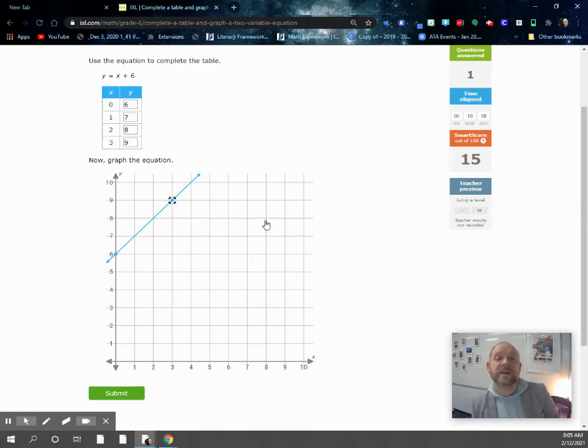And as you see there, again, just like before, we have a straight line with all of our points that we've talked about running along this line. And there you go. We've got the equation graphed.